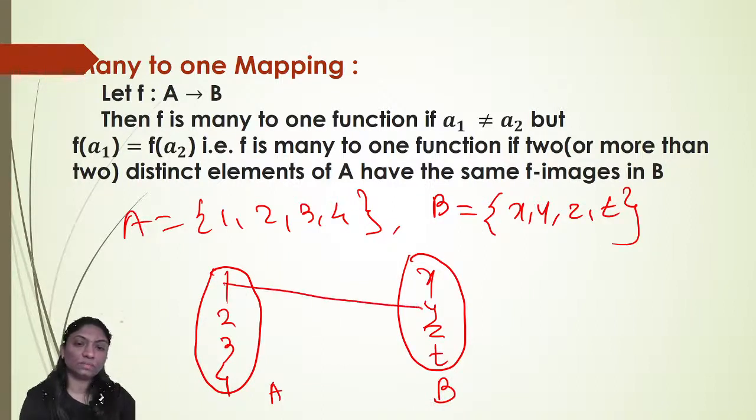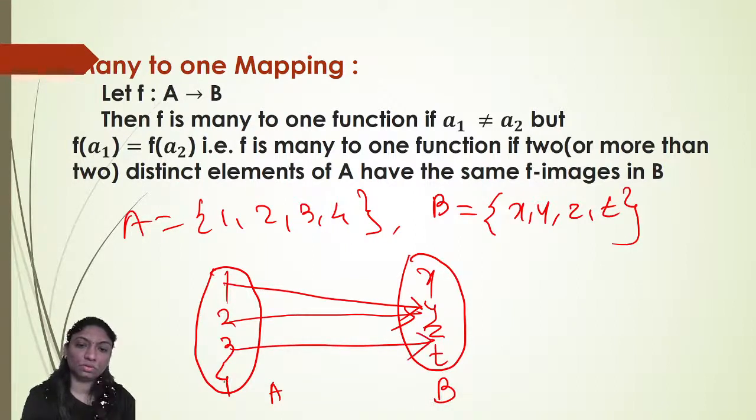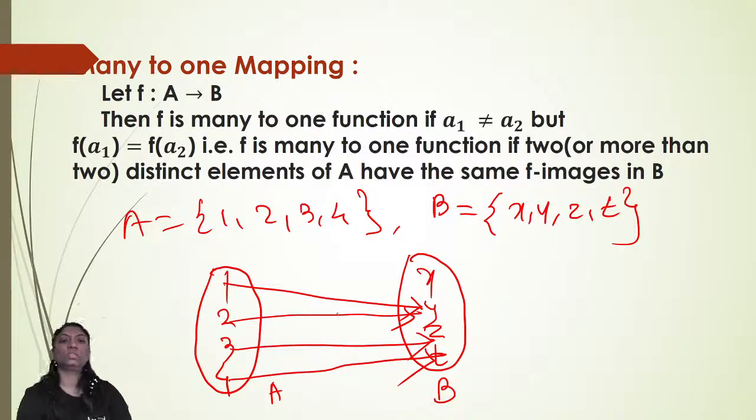Suppose 1 is also. So this is a many to one function. Here 1 is not equal to 2, but f of 1 is equal to y, f of 2 is equal to y. Right? So here this is an example of a many to one function.